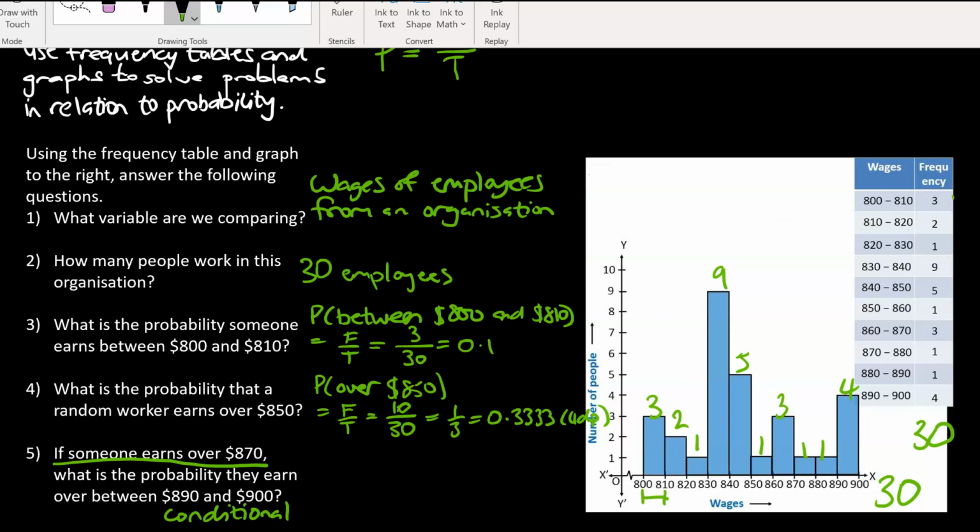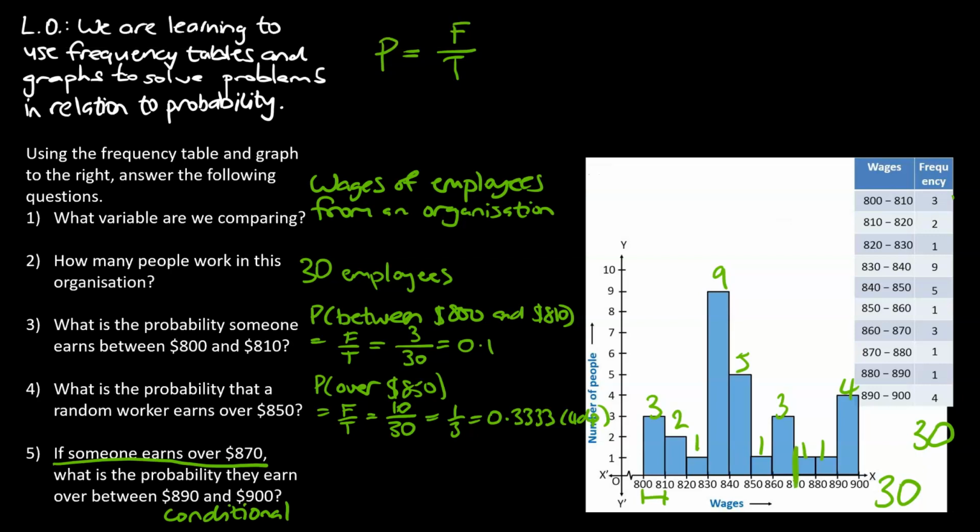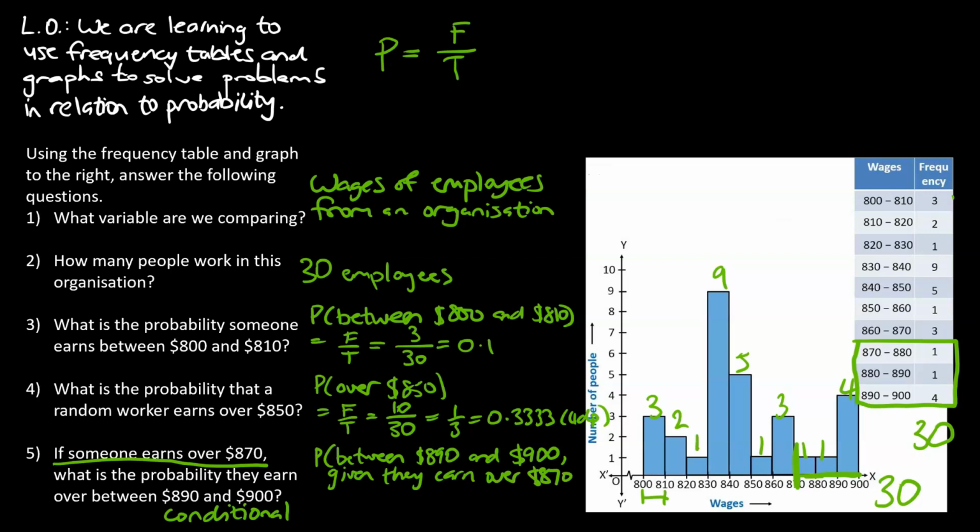So how many people earn over $870? So let's have a look. That would be these people here all the way along here. And the same in our graph, those people and down. So our notation's a bit trickier. So I'm going to write, well, we're trying to find the probability that someone earns between 890 and 900, given they earn over $870. So what that's saying is we're interested in those between 890 and 900, but only for those people who earn over 870.